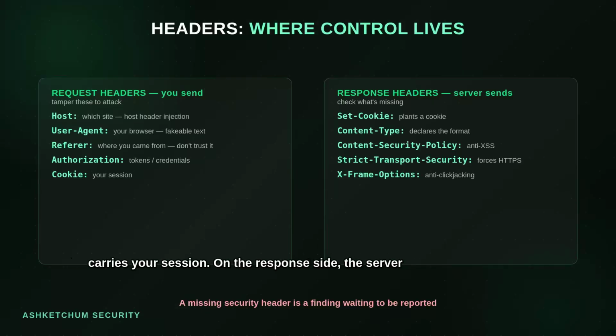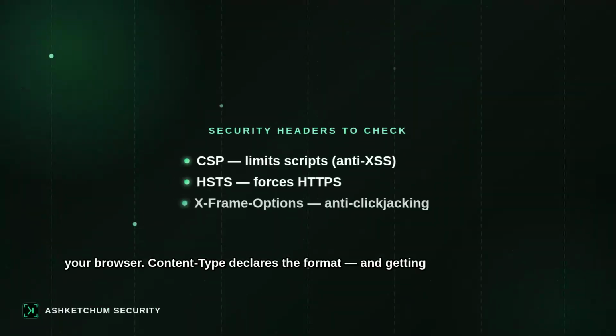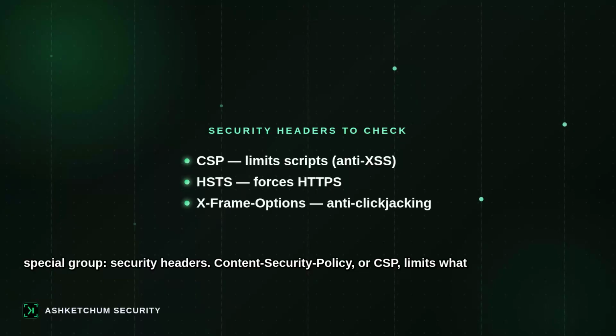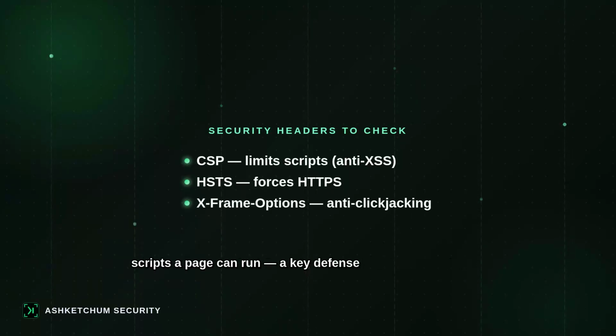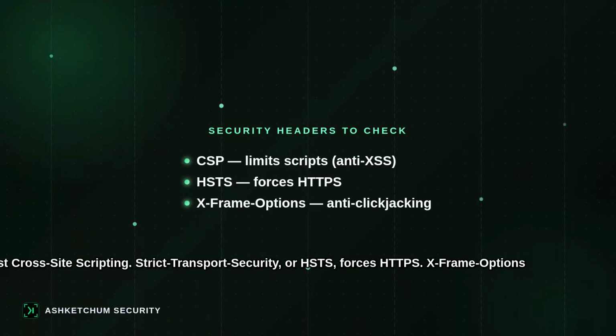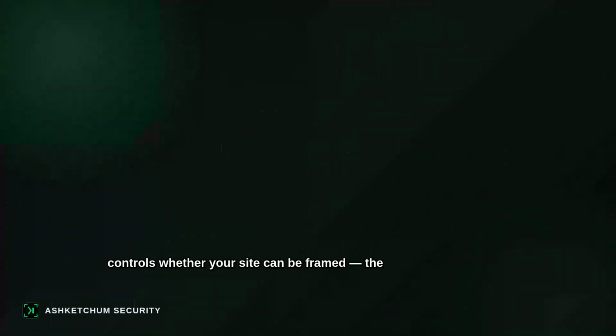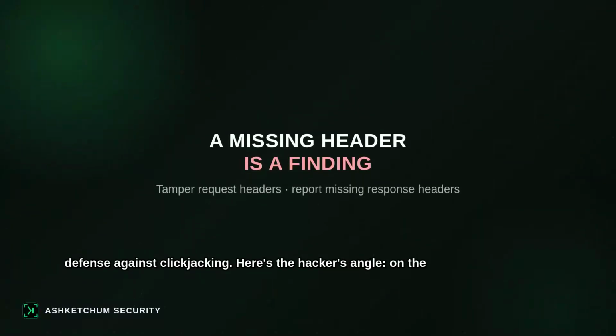On the response side, the server sends its own headers. Set-Cookie plants a cookie in your browser. Content type declares the format, and getting it wrong can itself cause vulnerabilities. Then there's a special group, security headers. Content Security Policy, or CSP, limits what scripts a page can run, a key defense against cross-site scripting. Strict Transport Security, or HSTS, forces HTTPS. X-Frame-Options controls whether your site can be framed, the defense against clickjacking.